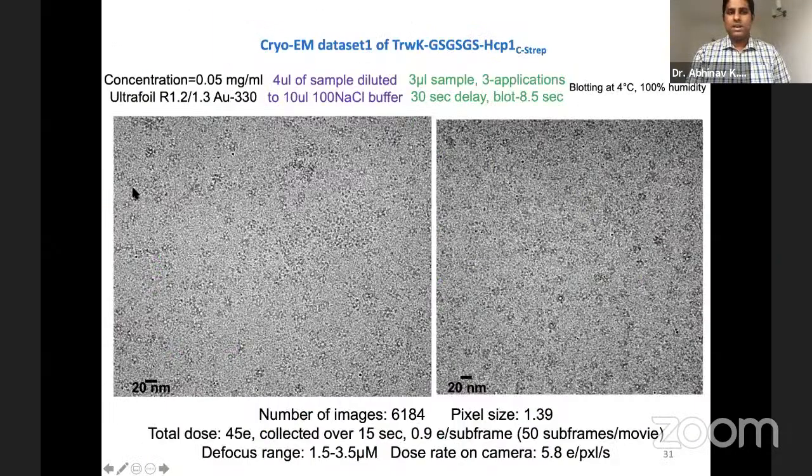This is the images of the particles, as you can see. These are the particles which are embedded in ice, in vitrified ice. This is the raw image.